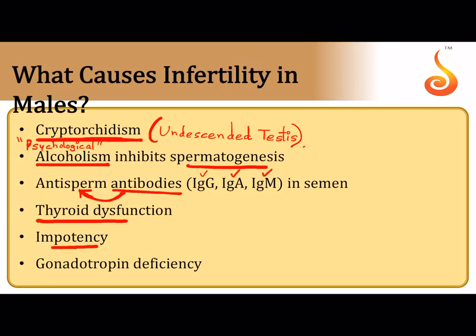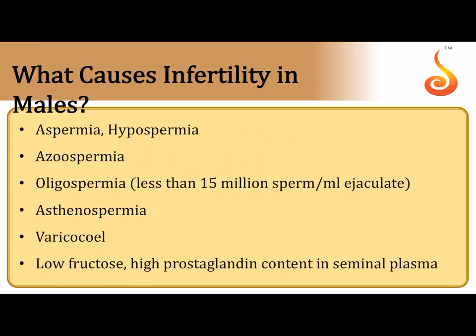Then impotency, inability to inseminate the female. Now the male is unable to achieve an erection, and therefore there is no successful insemination or ejaculation. Again, impotency can be considered to be a psychological factor. Then you know about the gonadotropins that play a very important role, that is FSH and LH. Sometimes the male may have a deficiency of FSH and LH. If FSH and LH are deficient, obviously the process of spermatogenesis will be affected.